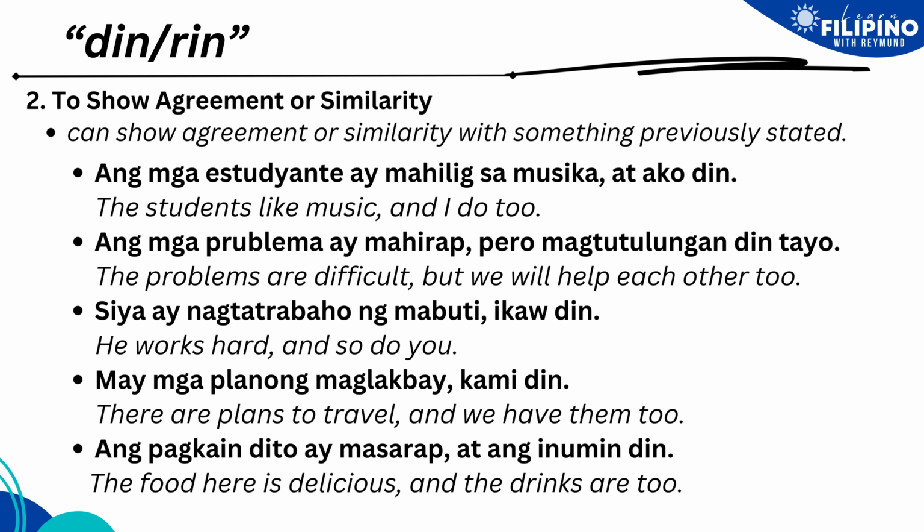The second use of din and rin is that it is used to show agreement or similarity with something previously stated. Ang mga estudyante ay mahilig sa musika at ako din. When we say estudyante, that's a student, mahilig is likes to do, or likes, and musika is music, so ako din, me too. Ang mga estudyante ay mahilig sa musika at ako din.